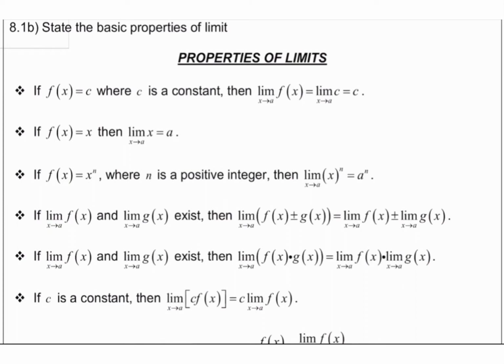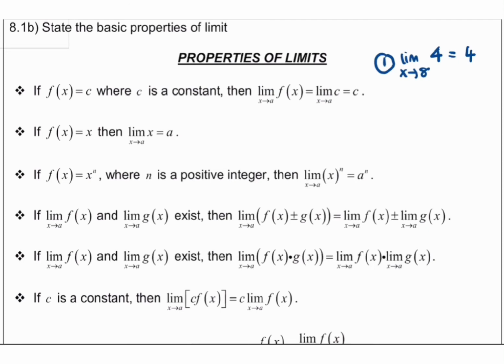Okay, for example, limit as x approach to a of 4, function dia 4, f(x) sama dengan 4. So limit 4 as x approach to a akan equals to 4. So it doesn't matter pun x dia tu nilai dia apa, sebab dia constant kan, so dia akan dapat balik constant tu. Okay. Kemudian properties yang kedua, if f(x) sama dengan x, then limit x as x approach to a equals to a. So maksudnya dia substitutekan nilai a ni masuk ke dalam x kat sini.